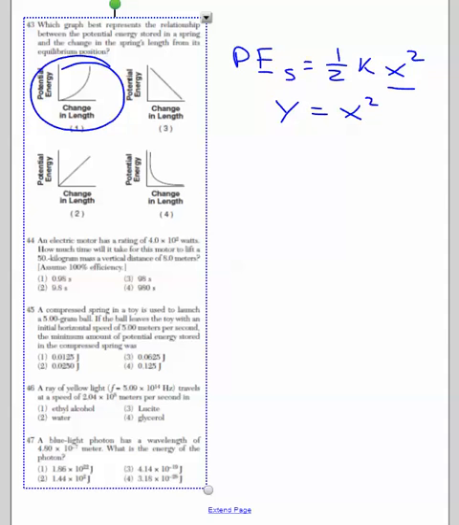44, this is important just to write down everything you have. We have a power. So the power is 4 times 10 to the second watts. We're looking for time. That's our unknown.